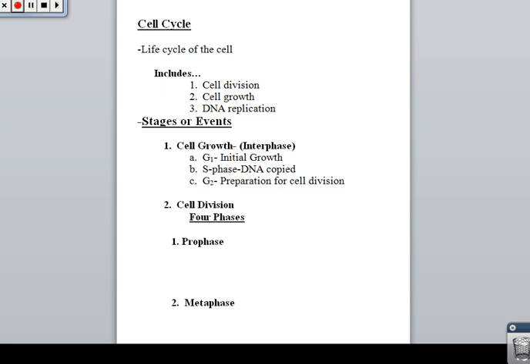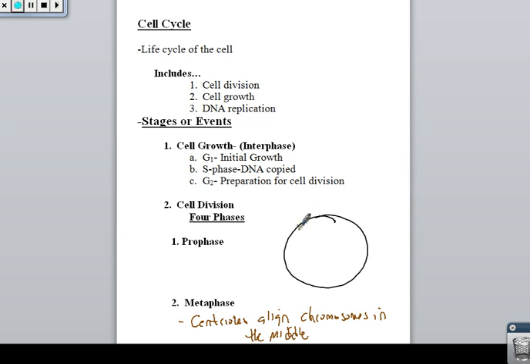And during metaphase, the centrioles align the chromosomes in the middle of the cell. So it kind of looks like this. You have a cell, and you have this region in the middle called the metaphase plate. And the centrioles are in the corners, opposite each other.